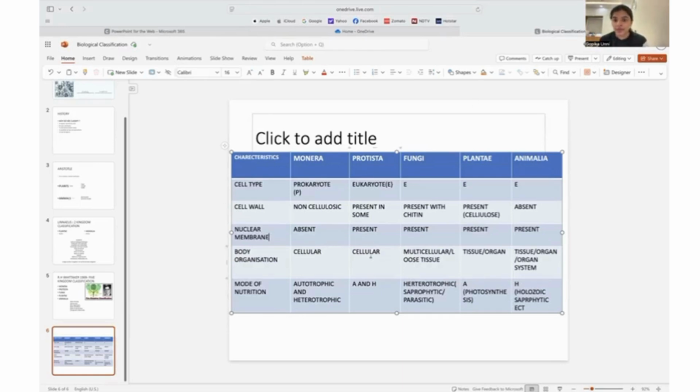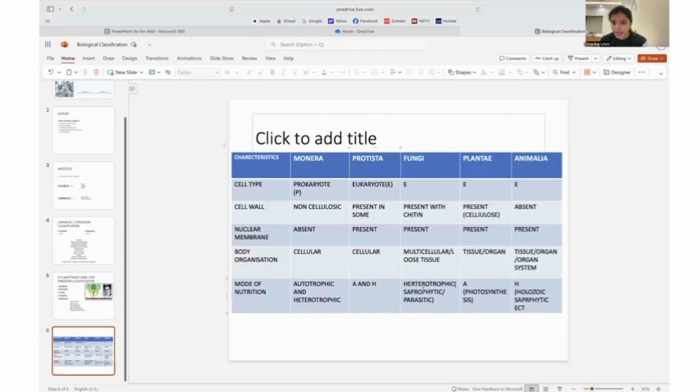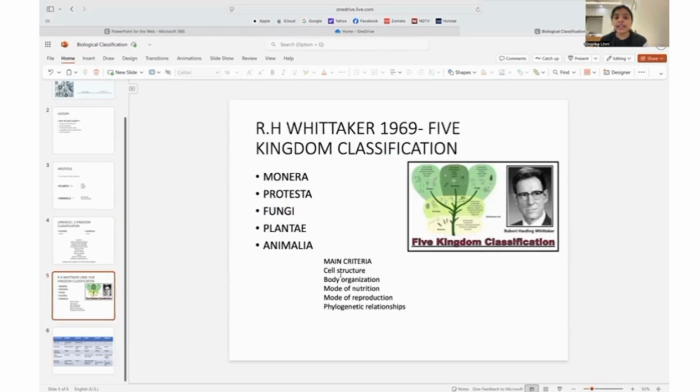Now, so that's it. If you could summarize the table, this main criteria is reflected here. If you study this table, you can definitely tell what's the main criteria under which R. H. Whittaker, in the year 1969, it's very important, the year and the name, classified the five kingdom classification. So the main criteria is cell structure, body organization. Cell structure, prokaryotes and eukaryotes. Body structure, so body organization, what is it?